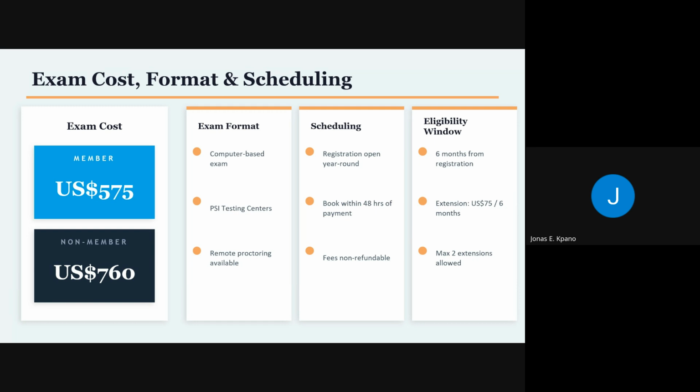So eligibility. After you register for the exams, you have 6 months from registration to sit for the exams. You can also extend the registration date. For example, if you register to take it next week, you can extend that. You have a maximum of 2 extensions. You can extend that to any date that you feel you'll be ready by then.